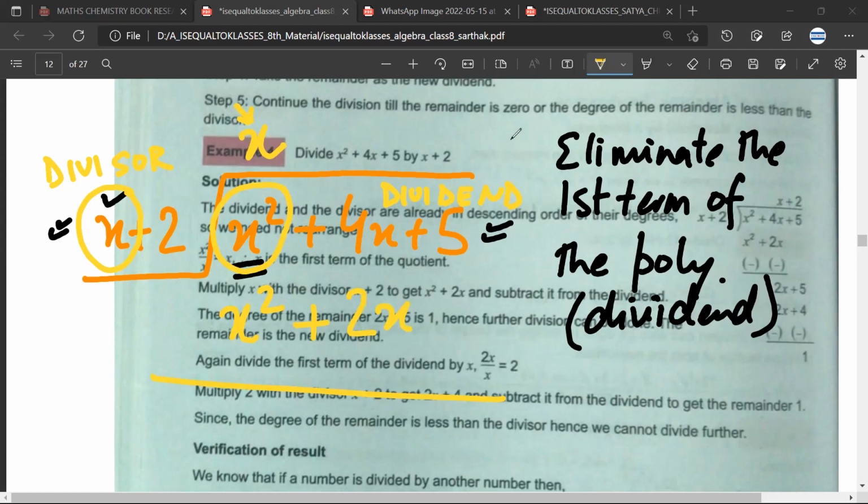Sir, but why would the other x be multiplied by 2? See, this x, basically what you are doing is you are multiplying this x both by x plus 2, by both the terms. Any doubt till here? No, sir. Should I go ahead? Yes, sir.